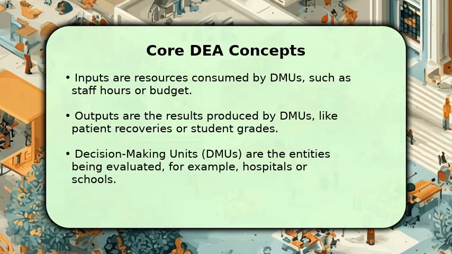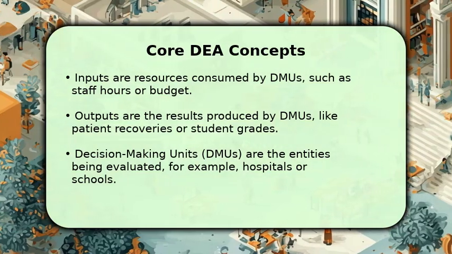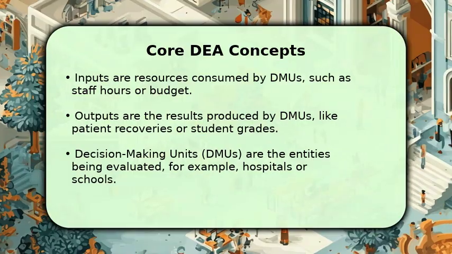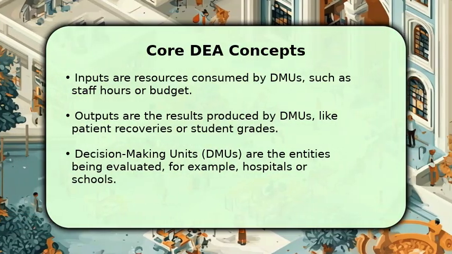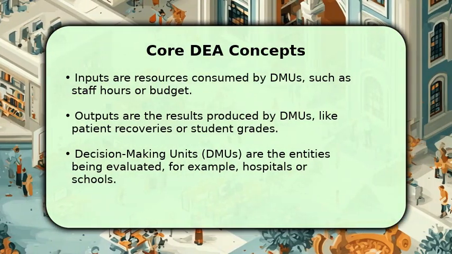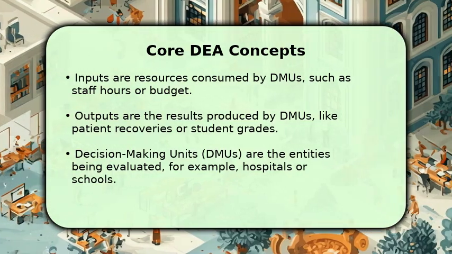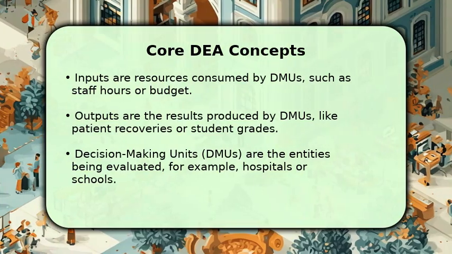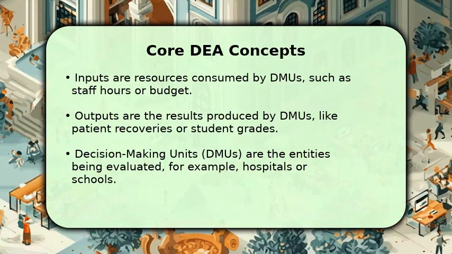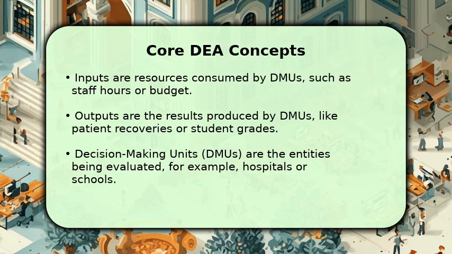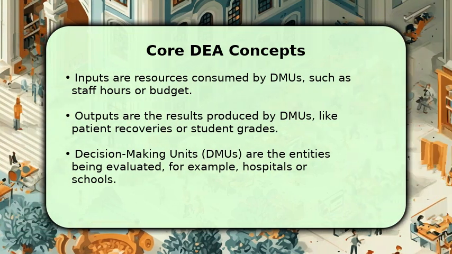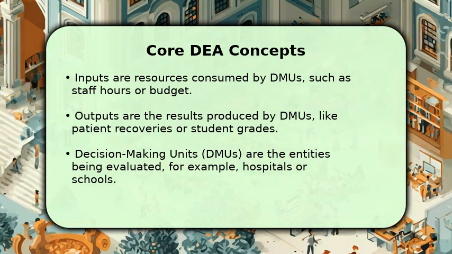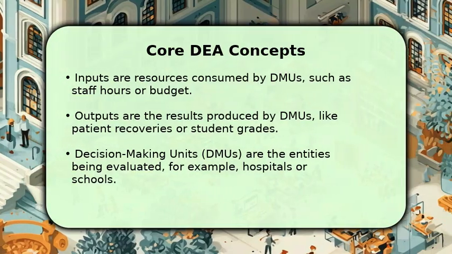Next, let's define some core concepts. Inputs are resources consumed, like staff hours or budget, while outputs are the results produced, such as patient recoveries or student grades. Decision-making units, or DMUs, are the entities being evaluated, for example, hospitals or schools. The efficiency frontier represents the best observed performance, against which all other DMUs are measured, indicating optimal resource utilization.